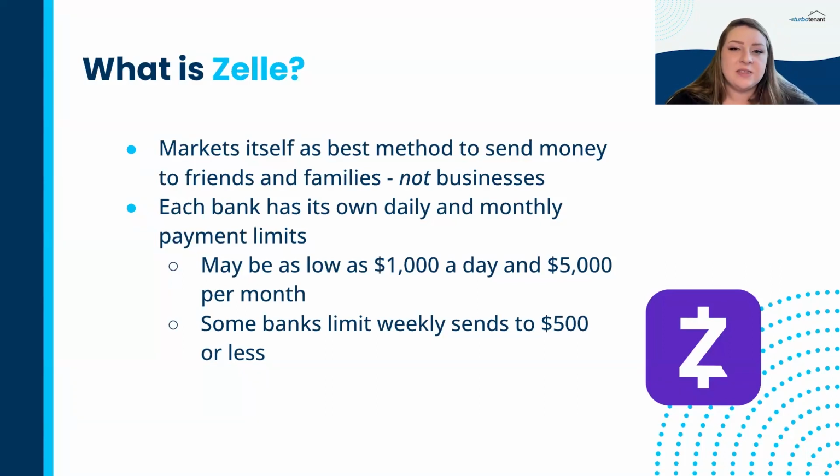Specifically, each bank has its own daily and monthly payment limits. So it could be as low as $1,000 a day and $5,000 per month. Some banks even limit that further so that weekly sends are $500 or less. The average rent in the US is around $2,000, which means this might not be a good option for you if your tenant has a bank that limits it quite significantly.